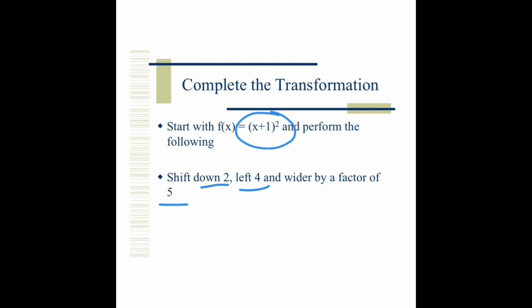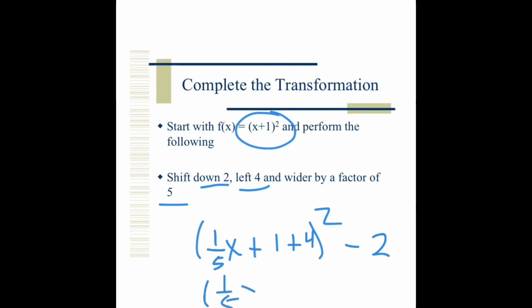Okay, so let's go ahead and start with our base function. So we have x + 1. And leave some space in here so we can add in our transformations here. Going from left to right, we are starting with down 2. So if we're going to go down 2, that's going to be subtracted from our function on the outside. Going left 4, we're going to be adding 4 on the inside. And last but not least, we're going to be wider by a factor of 5. So we're going to have a 1/5 in front of our x. If we go ahead and simplify this whole thing, then we get 1/5 x plus 5 squared minus 2.